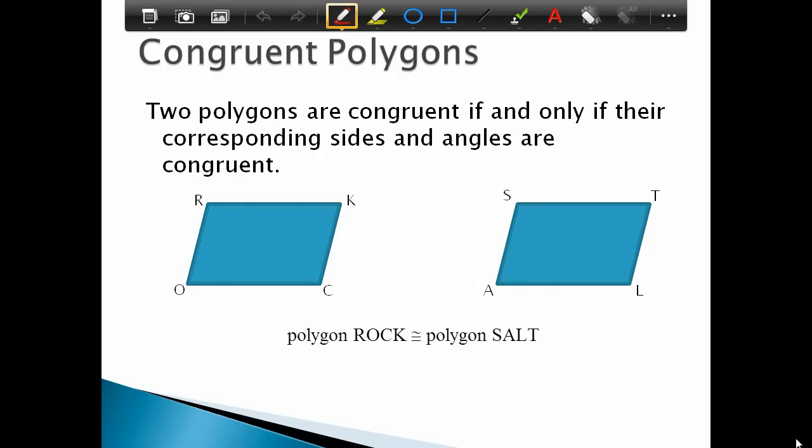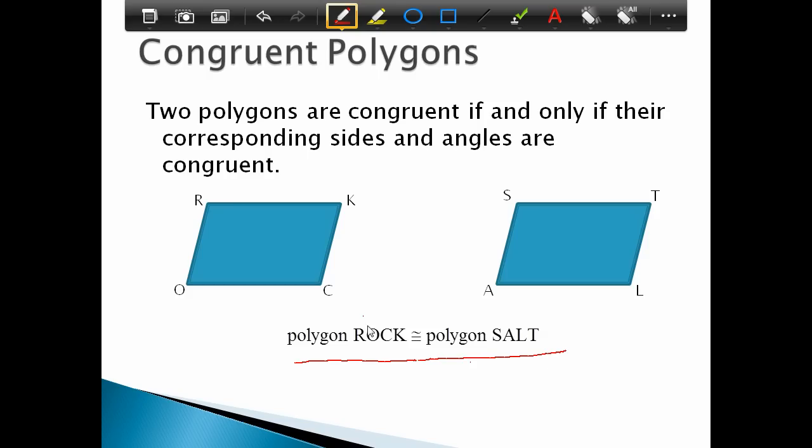So here are the two polygons we're going to deal with. On the left is polygon ROCK, on the right polygon SALT. As you see at the bottom, it says that polygon ROCK is congruent to polygon SALT. What does that mean to us? If ROCK is congruent to SALT, then we can talk about corresponding sides and corresponding angles. If you remember, corresponding means in the same relative position. We know exactly what goes with what because of the way this is written out for us, in the same order.